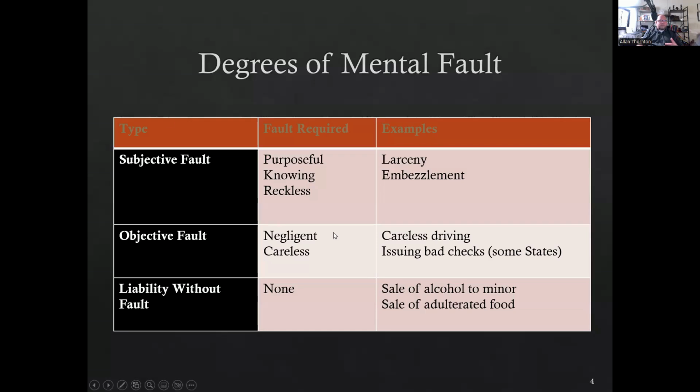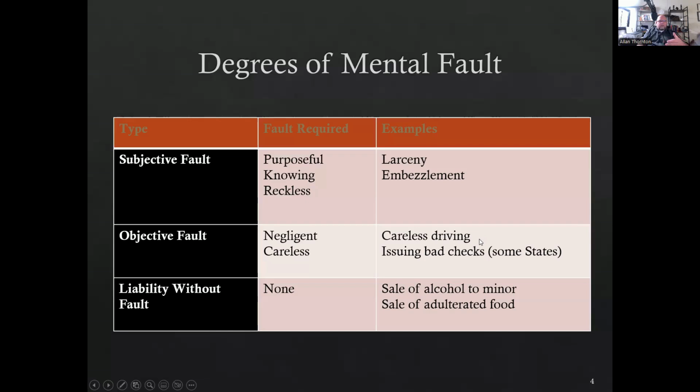Ones that are objective, they carry more of a negligent act, not so much an intentional, but a negligent act. Are things like careless driving, issuing bad checks, can be considered that also. Driving under the influence, especially if it causes harm to someone, those would fit into that definition.